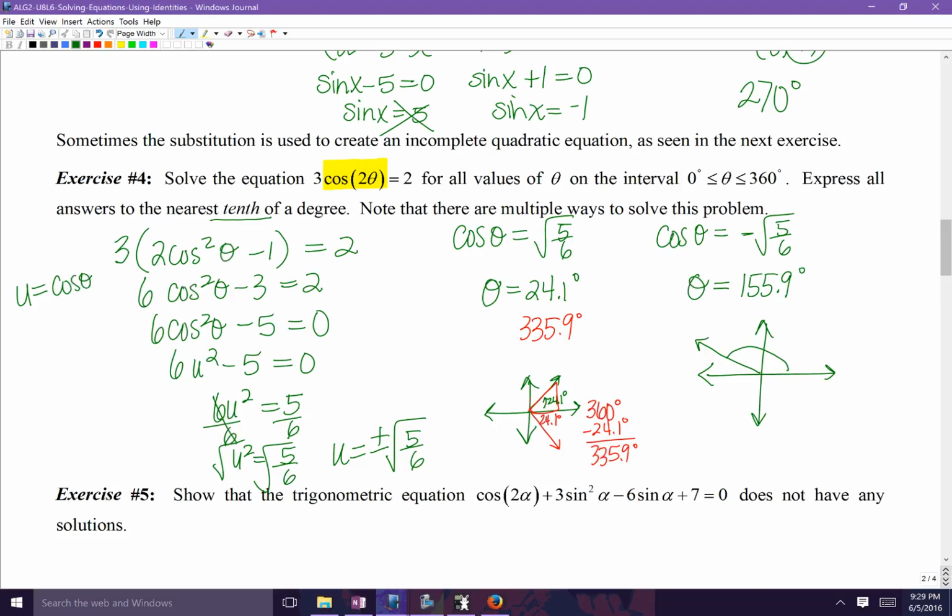So why did it end up in the second quadrant? That's so interesting because cosine is negative in the second quadrant. Oh, that makes sense because I was looking for a negative value. So 155.9 is right here. Well, I know that cosine is negative in this quadrant and in this quadrant.